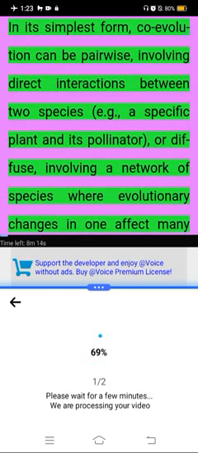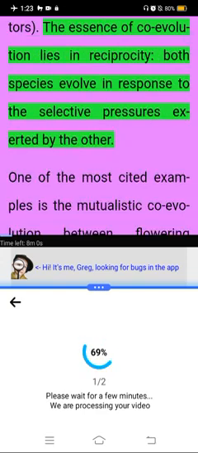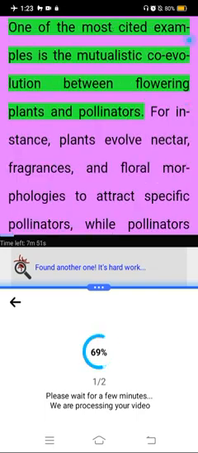In nature, coevolution can be pairwise, involving direct interactions between two species, e.g., a specific plant and its pollinator, or diffuse, involving a network of species where evolutionary changes in one affect many others, e.g., flowering plants and a community of pollinators. The essence of coevolution lies in reciprocity. Both species evolve in response to the selective pressures exerted by the other.